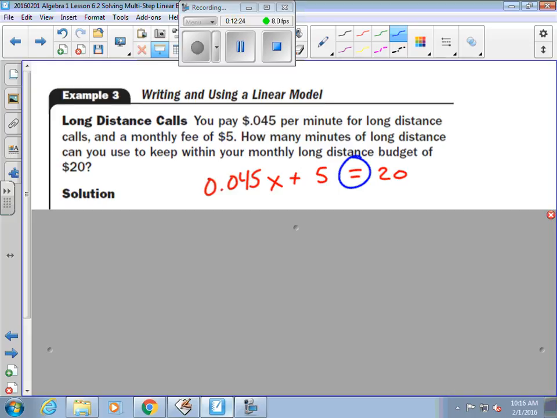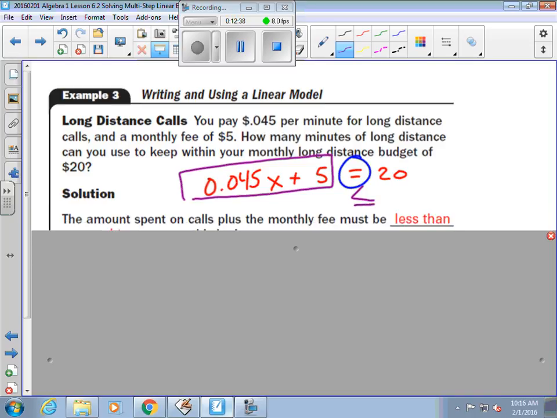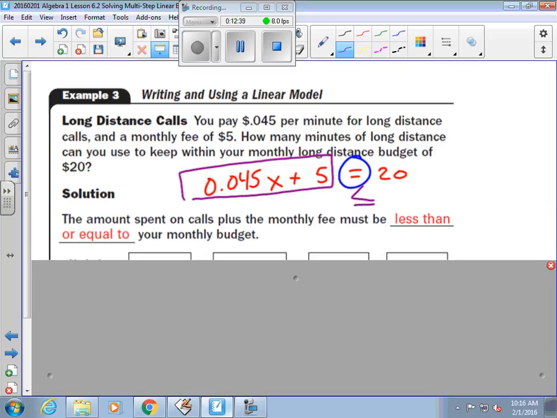So what it's saying is everything on this side, all of this put together, has to be below $20, which means 20 has to be greater than what's on the left side. Greater than, in this case, or equal to. So this says right here, the amount spent on calls plus the monthly fee must be less than or equal to. And that's the symbol I have replaced. You have to do some thinking on that, not just plugging values in.